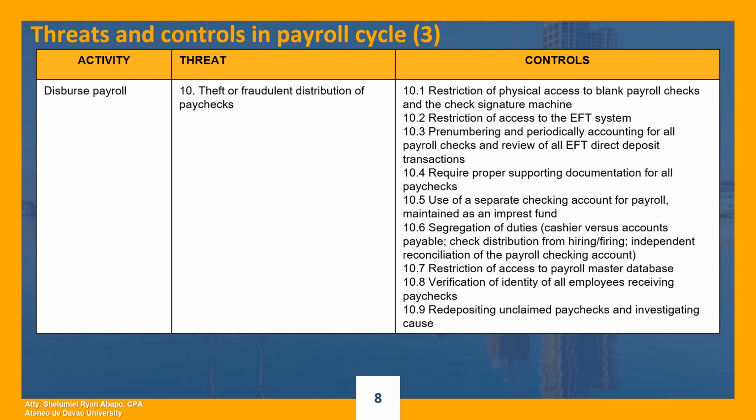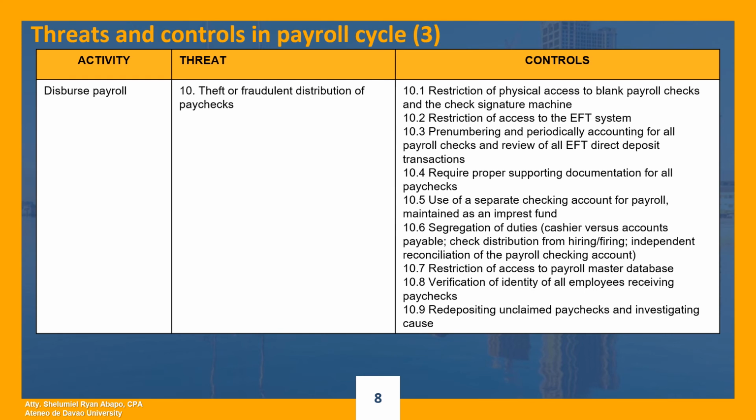Now let's proceed to the disbursement of payroll. This is the actual disbursement of paychecks to employees. After paychecks have been prepared, accounts payable reviews and approves the payroll register. A disbursement voucher is then prepared to authorize the transfer of funds from the company's general checking account to its payroll bank account. The disbursement voucher is then used to update the general ledger.